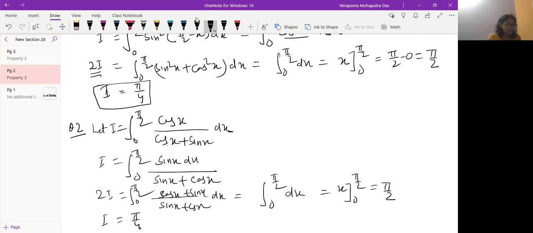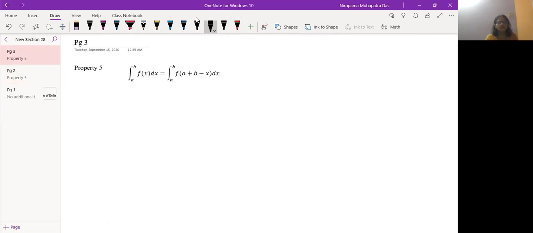And specifically the use of this property actually simplifies the definite integral. So for the time being, this is the information regarding this property. Once we study all the properties, then we will have a comparative study: which property will be used where, and tricks, etc.